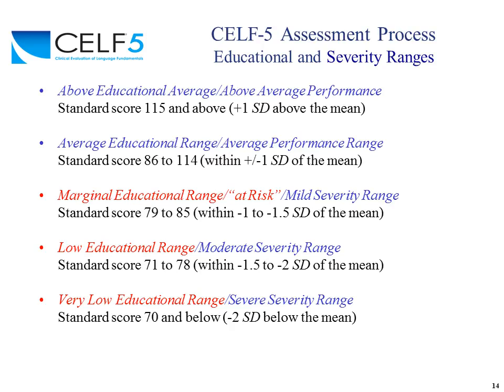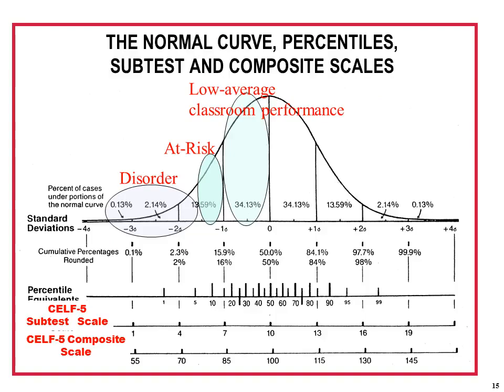And now you can see why we are interested in the 90% performance or confidence interval with that student that we were asked the question about. The low educational range, moderate severity, 71 to 78, within -1.5 to -2 standard deviations of the mean. And then we get to the very low educational range, severe severity range, standard scores of 70 and below. And nobody argues about these kids because they had better get help, or society will have to take care of them maybe for the rest of their life.